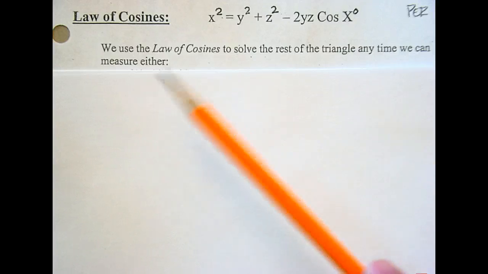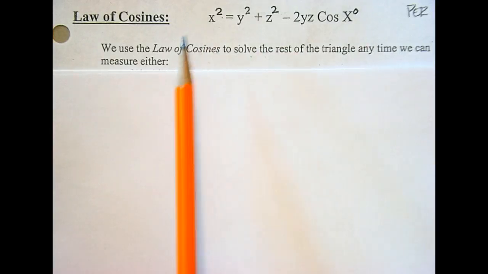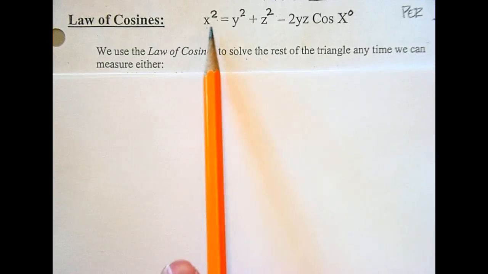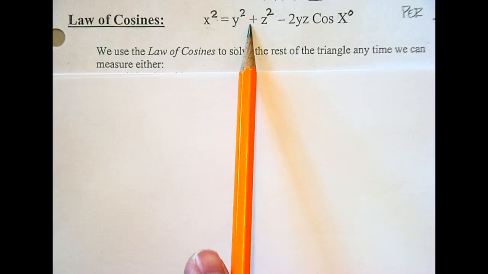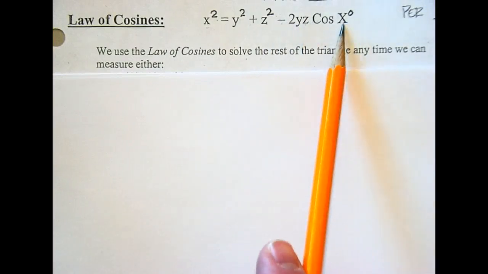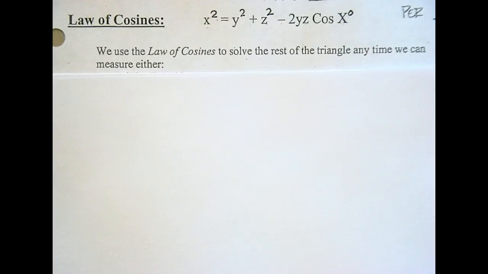Okay? So, law of cosines. The law of cosines says if you have the side x, x squared equals y squared plus z squared minus 2yz cosine x degrees. Now, you need to remember these. There are 6 different formulas you need to remember from law of sines and law of cosines. If you can figure out the patterns, then the formulas are easy.